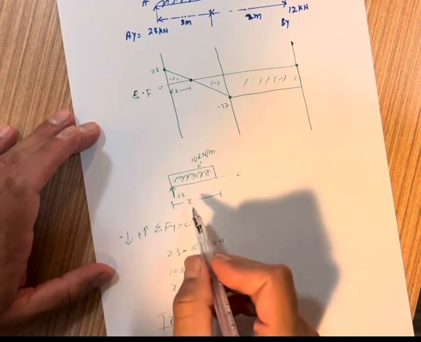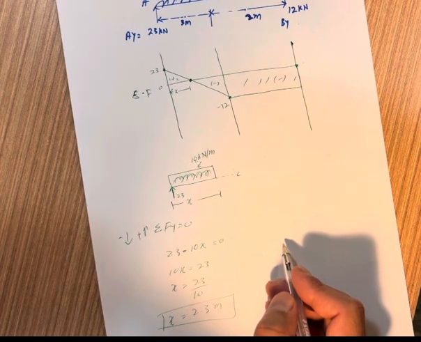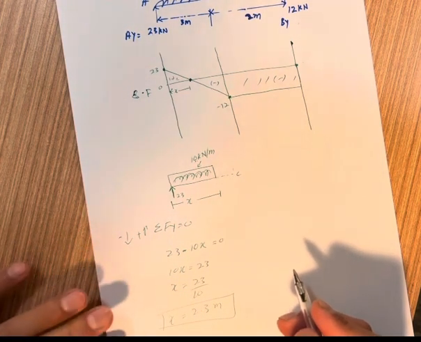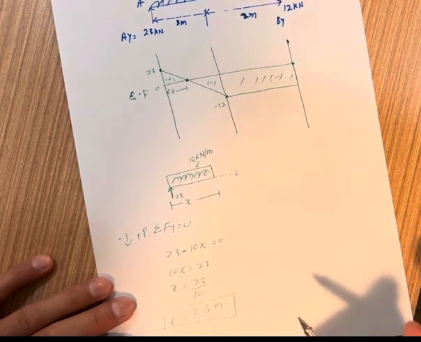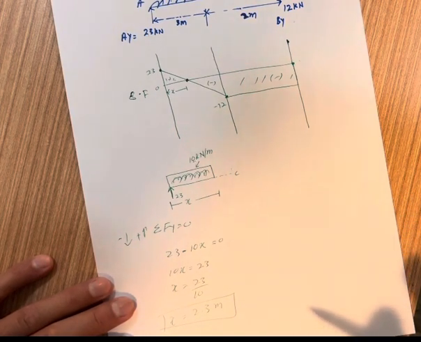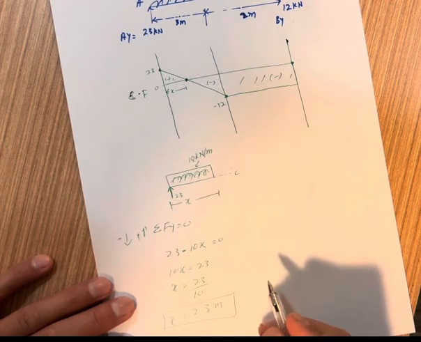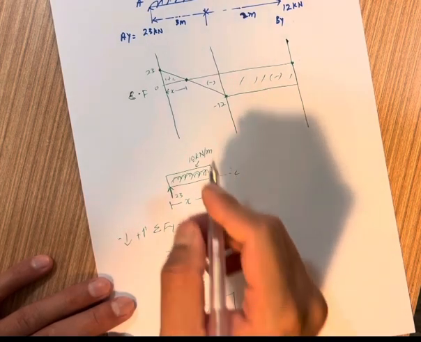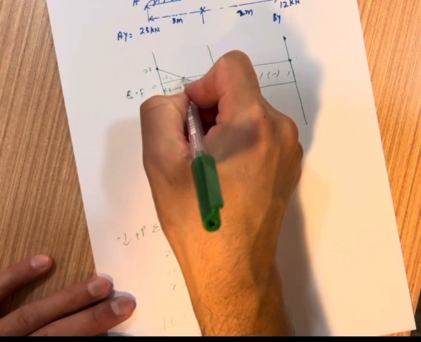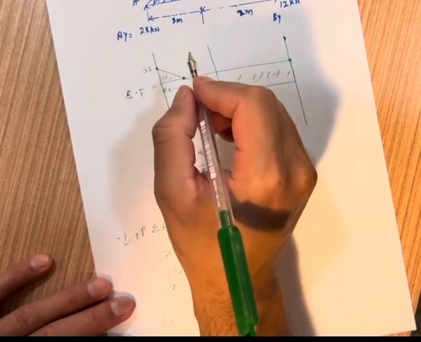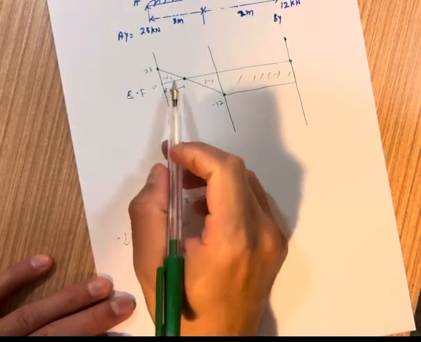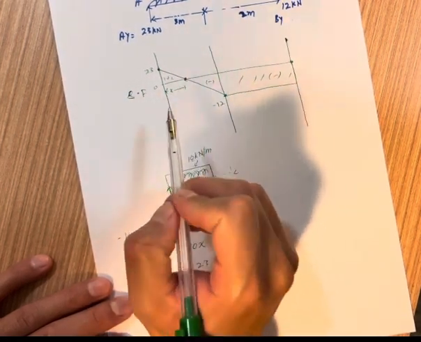So the X is 2.3 meter from the left side. The point of zero shear is located at 2.3 meter from the left end of the beam. This is where the bending moment will be maximum, and it's a critical point to consider in the design process.